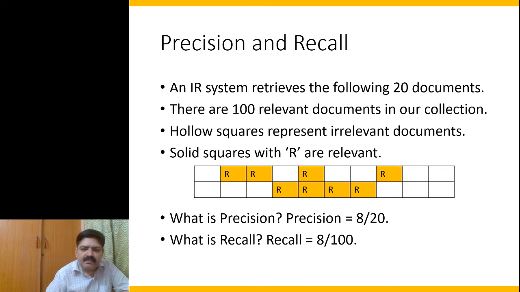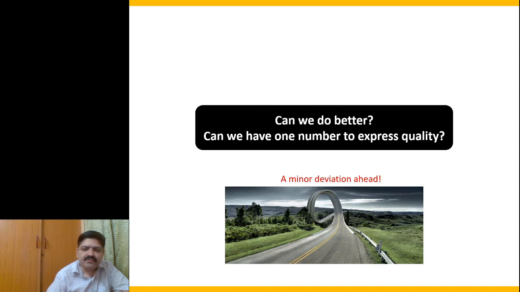Yes, the precision is 8 out of 20 because I have 20 documents retrieved and 8 of them are relevant. So the precision is 8 out of 20. And if there are 100 relevant documents in my collection and I have only retrieved 8, then the recall is 8 out of 100. The question now is, can we do better?